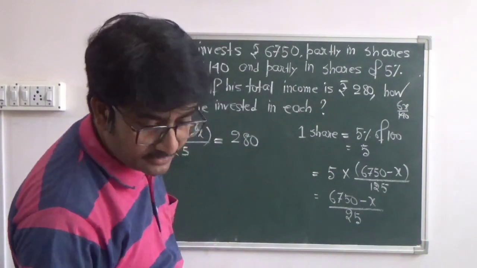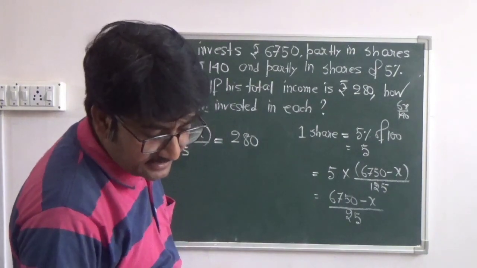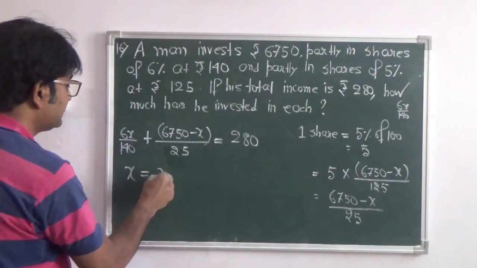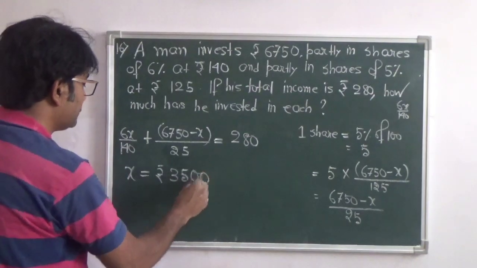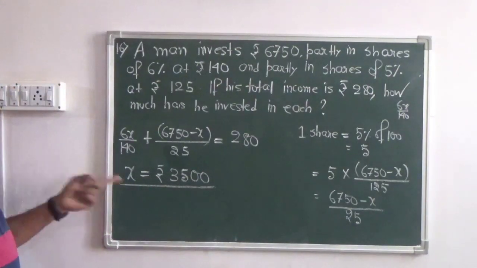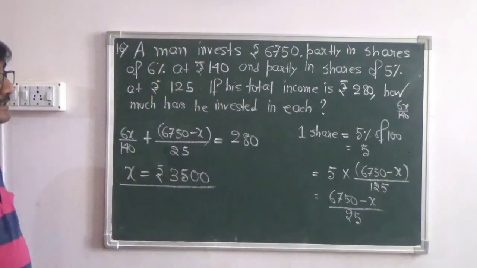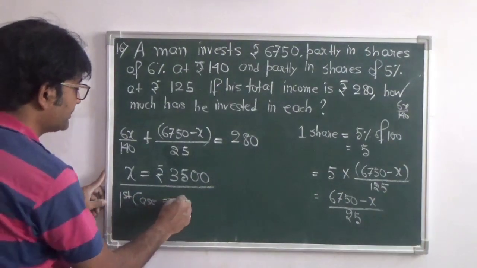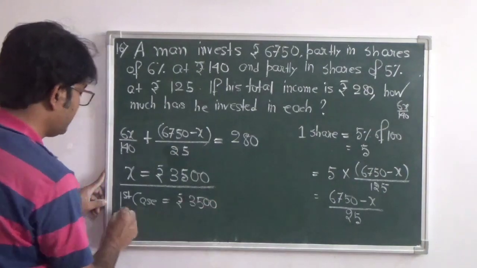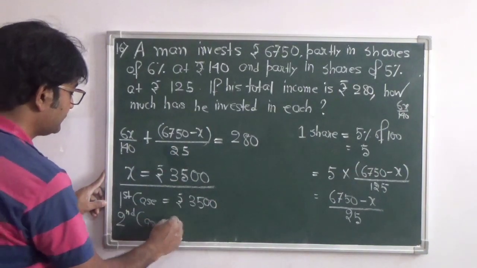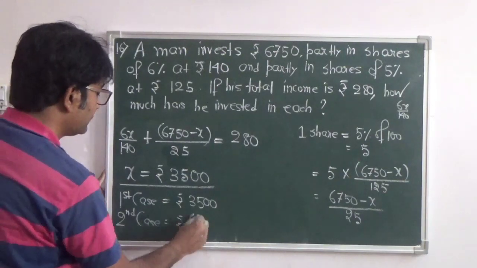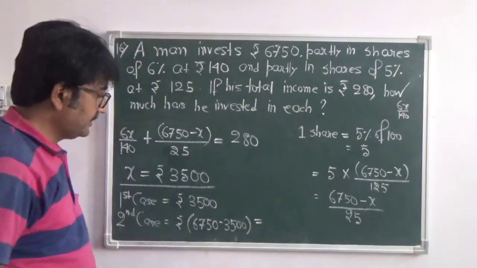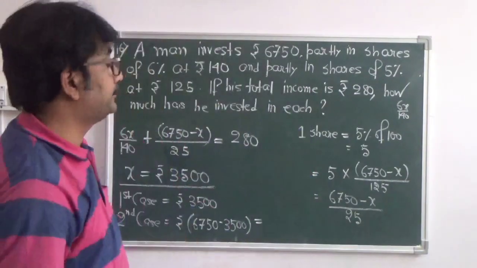What is to be found? Investment. X is coming to 3500, if you solve this. So the investment in the first case is 3500, then the investment in the second case will be 6750 minus 3500. So the first case, the investment is rupees 3500. Second case, investment is rupees 6750 minus 3500, and that is 3250.